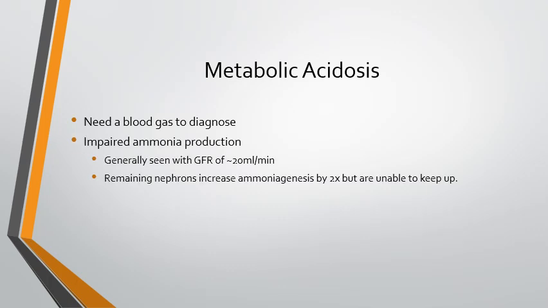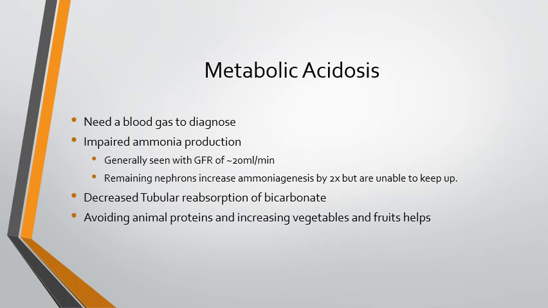So it's caused by an impaired ammonia production in the kidney, and this is usually not seen until the GFR is quite low, usually under 20. And remaining nephrons do increase their production, but they're unable to keep up, and this is just a keeping up with metabolism type situation. There's also decreased tubular reabsorption of bicarbonate, so just know that there's a couple different mechanisms why kidney patients run acidotic. And again, avoiding animal proteins, eating a vegetarian diet, increasing vegetables and fruits does help.